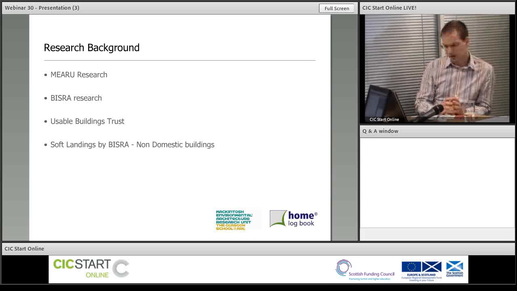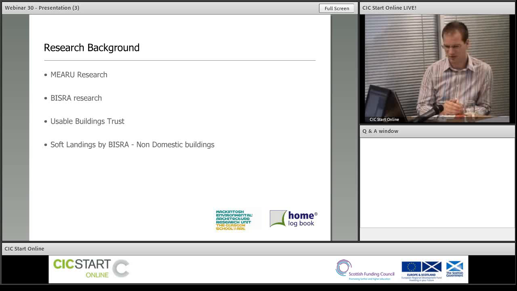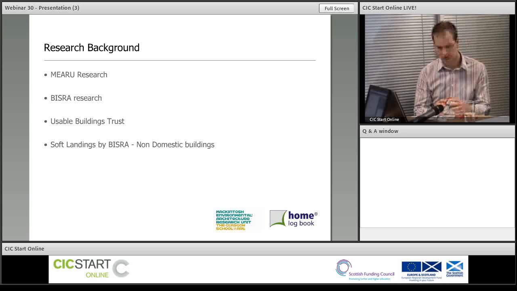So the research background to this study is MIRU, which is the Mackintosh Environmental Architecture Research Unit, and that's based within the Glasgow School of Art. They have been doing at least 20 years of research into how buildings are occupied once they're built and the issues to do with reducing energy use and having a good, comfortable internal environment.